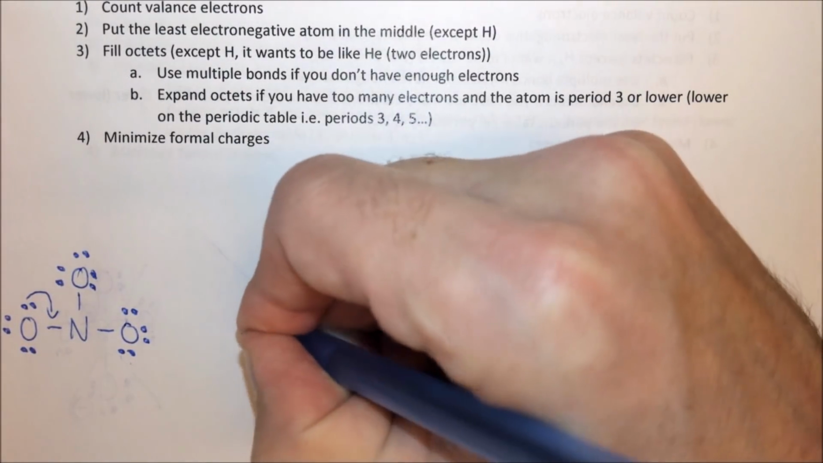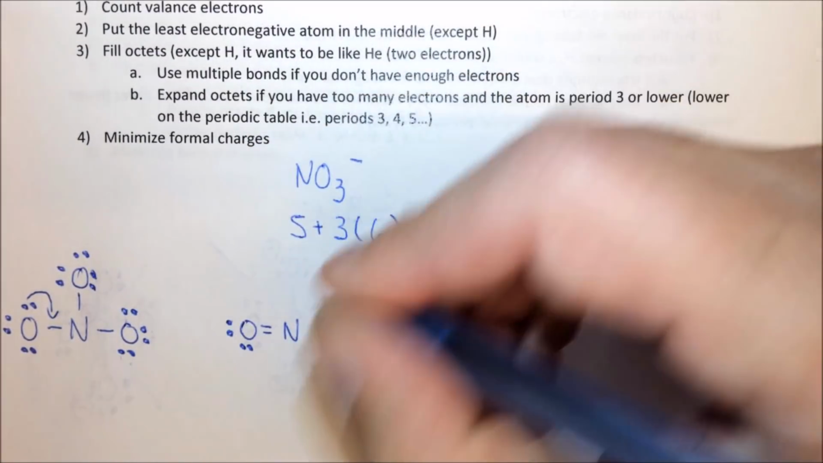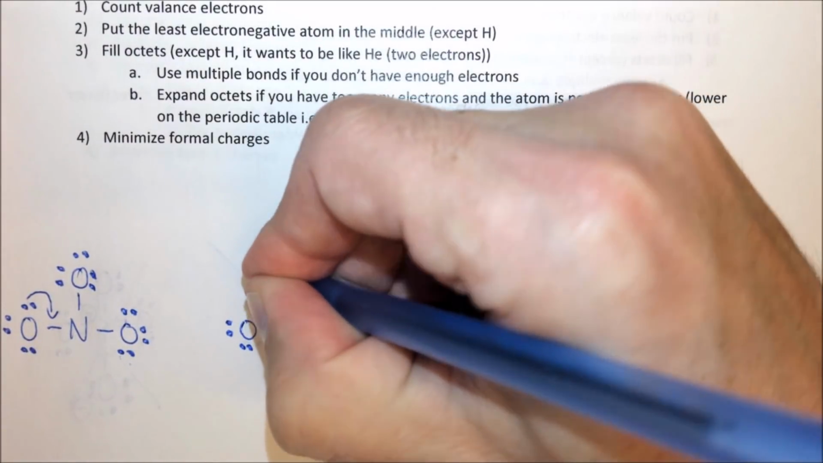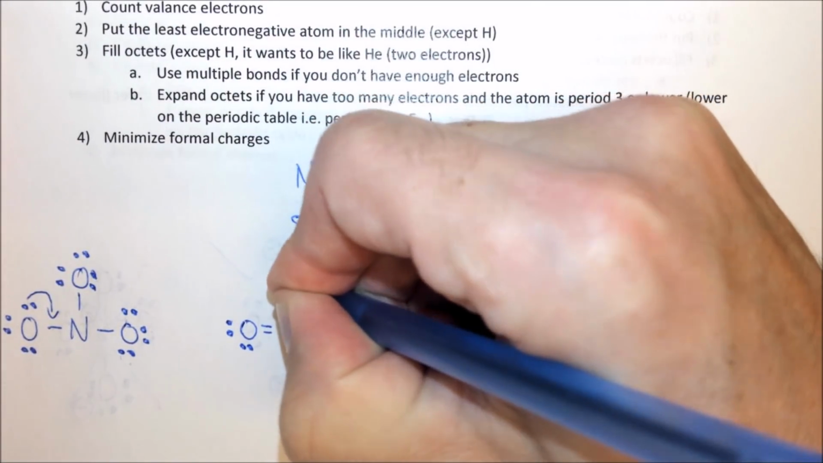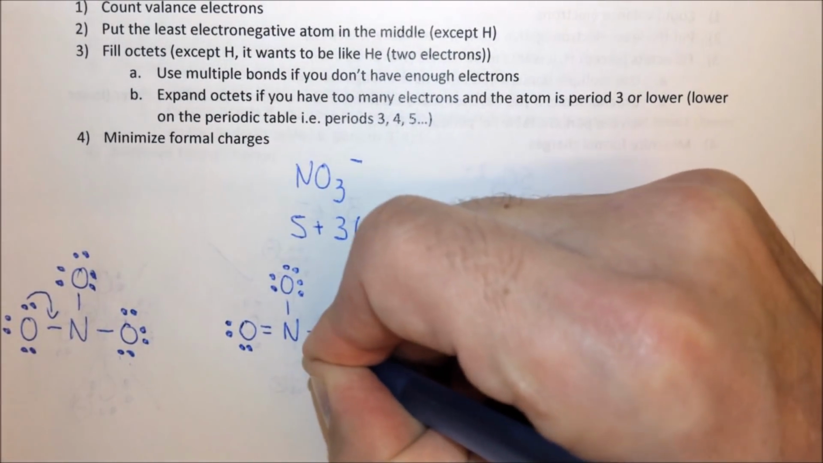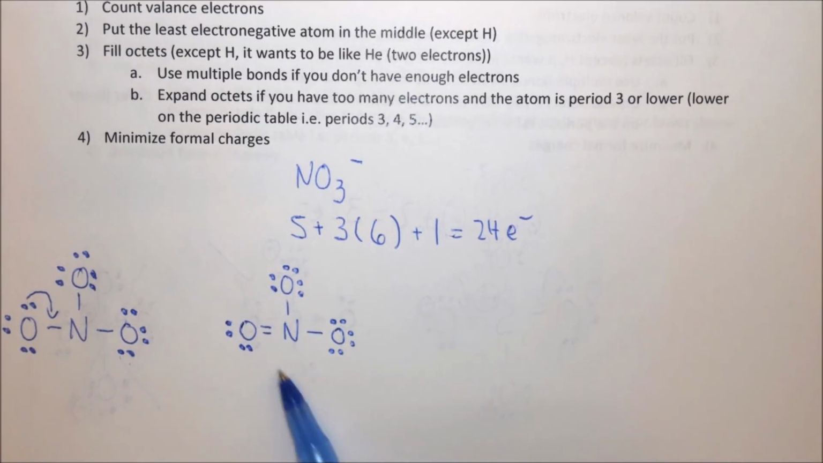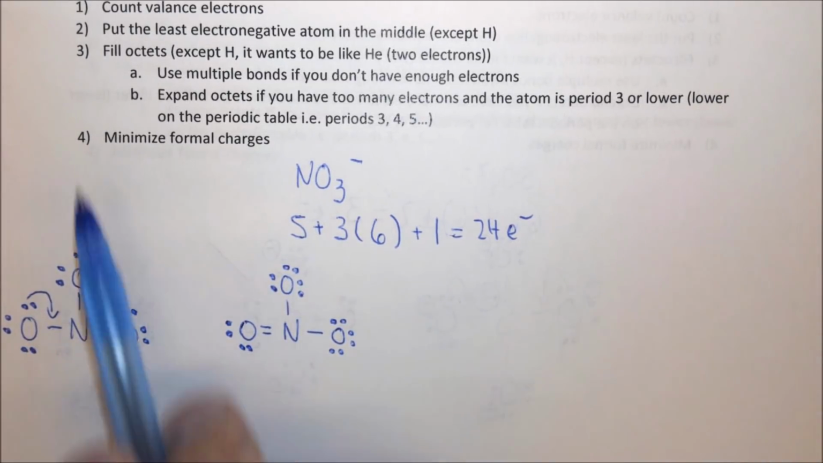So if we put oxygen double bonded to nitrogen, this oxygen still has two lone pairs, bonded to an oxygen. This oxygen still has 3 lone pairs, and another oxygen which also has 3 lone pairs, like so. I've now filled the octets of all of the atoms. So this oxygen has 8, 2, 4, 6, 8. This oxygen has 2, 4, 6, 8, and this nitrogen has 2, 4, 6, 8. This oxygen and this oxygen are the same, so they all have their octets. We're good to go. Minimize formal charges.